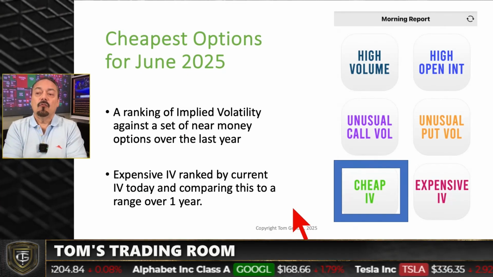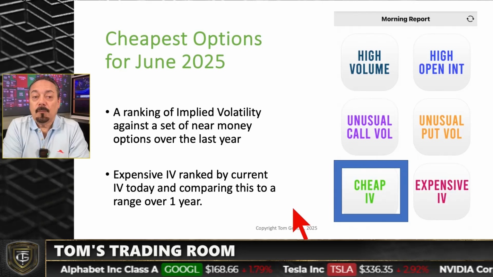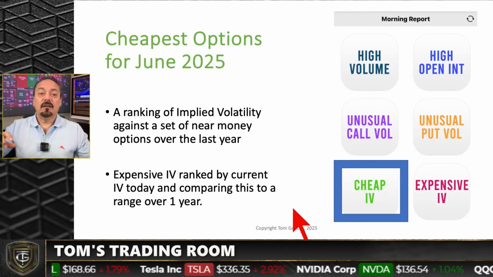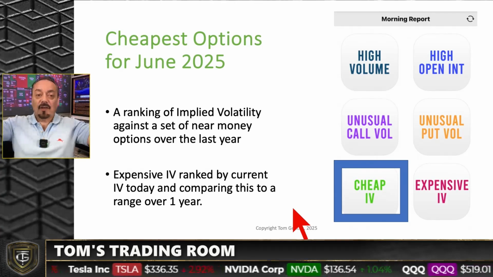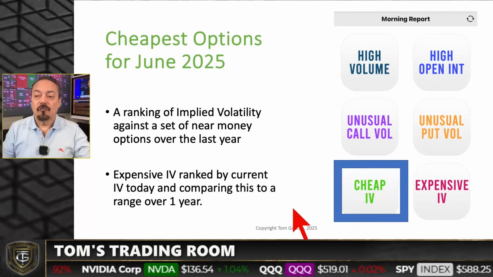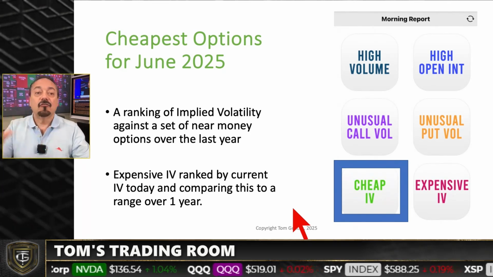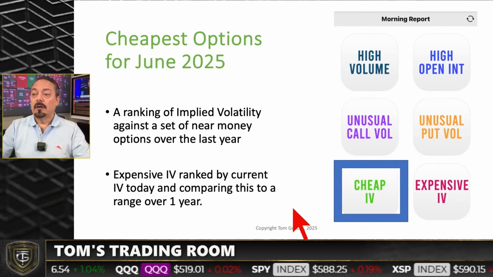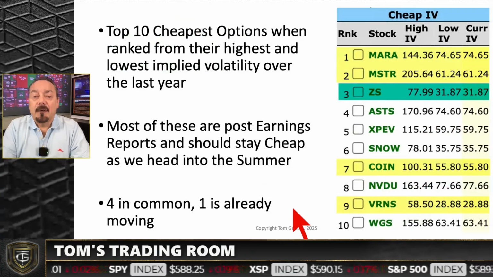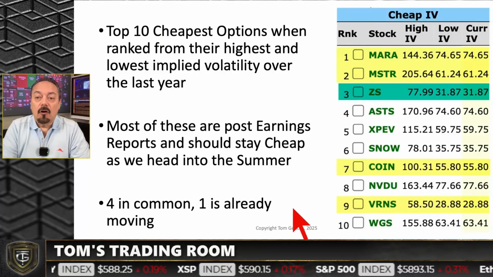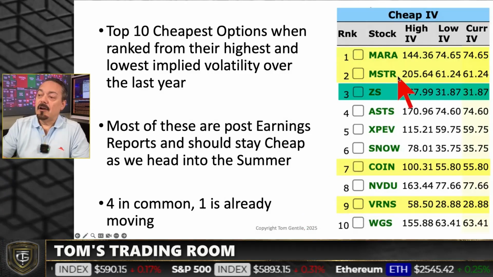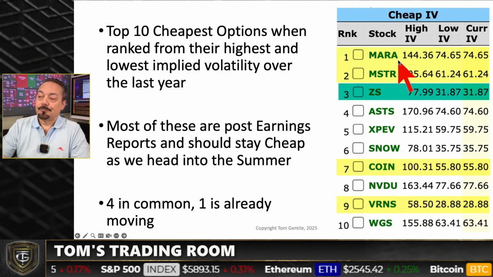So I want to look at a ranking of implied volatility on specified stocks, where we've looked at the highs on all the optionable stocks. We've looked at the lows on all the optionable stocks. I want to find those stocks that have options that are trading the cheapest of the cheap. So here we go. Top 10 cheapest options when we rank from high to low and where we currently are right now. Number 1 on the screen is Marathon Patent, all right?